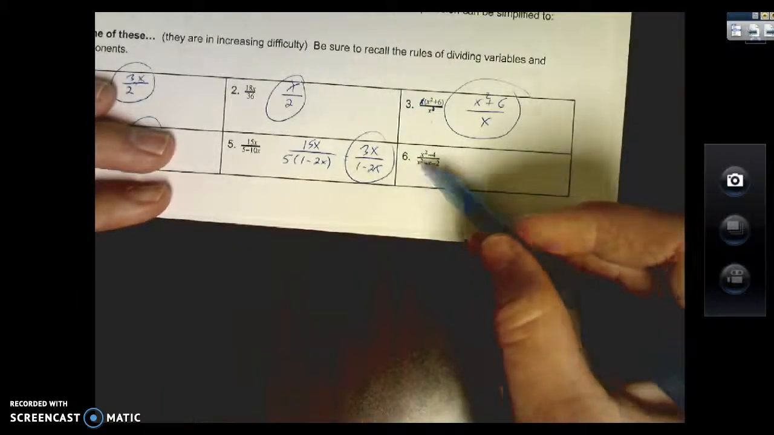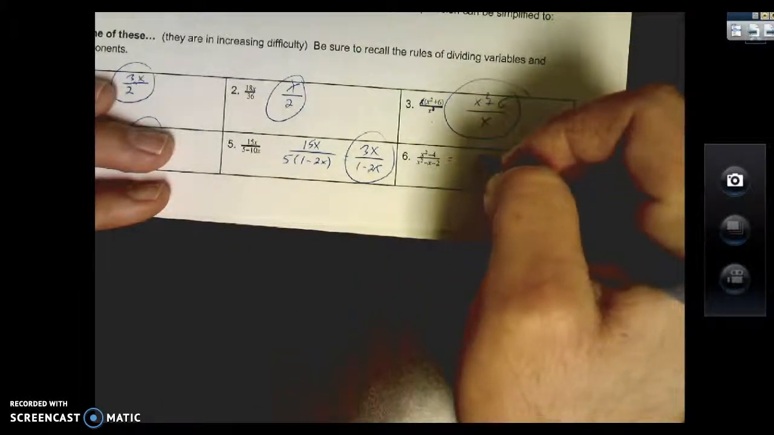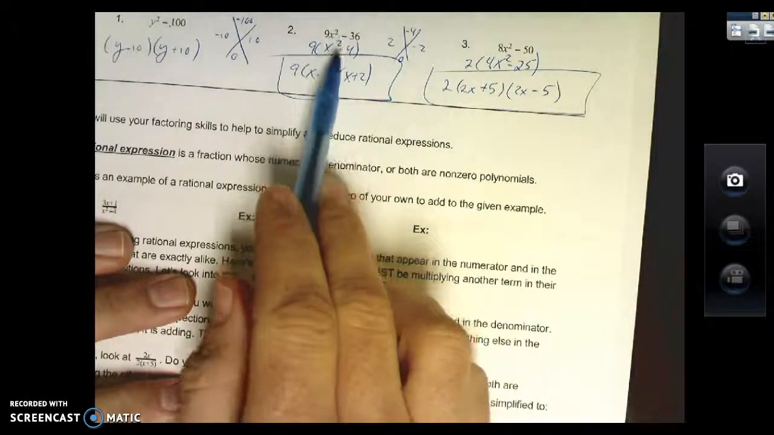Finally, this one's a little tricky, so please bear with me. The top part I can factor, it's a difference of squares. So I get x plus 2, x minus 2 up top. If you're not sure how I got this, take a look up here at this problem, because it's exactly the same thing. X squared minus 4 turns into this.